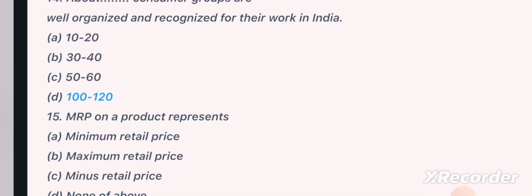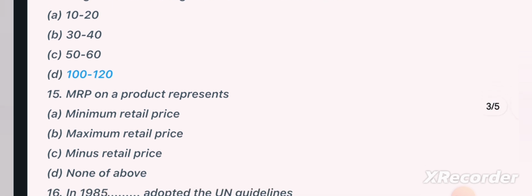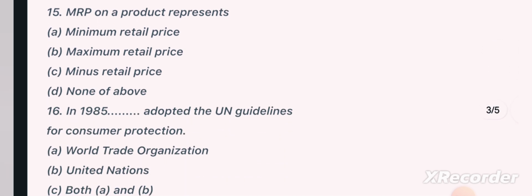About dash dash dash consumer groups are well organized and recognized for their work in India. A. 10 to 20, B. 30 to 40, C. 50 to 60, and D. 100 to 120. Question number 15.